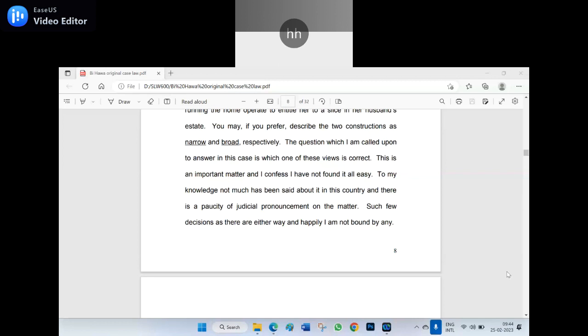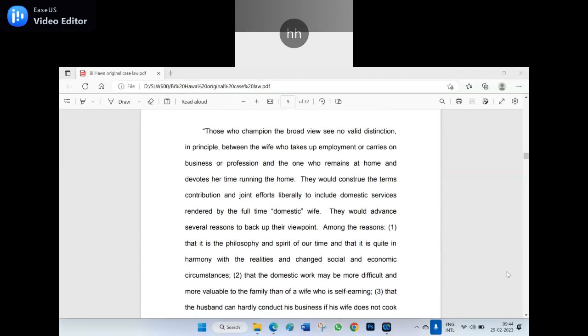There are only a few decisions, and they are not binding in any way. One is financial earning, another is doing the services in the house. Both are the same, having financial value. So what they decided includes the domestic service rendered by the full-time domestic wife. They would advance several reasons to back their viewpoint.